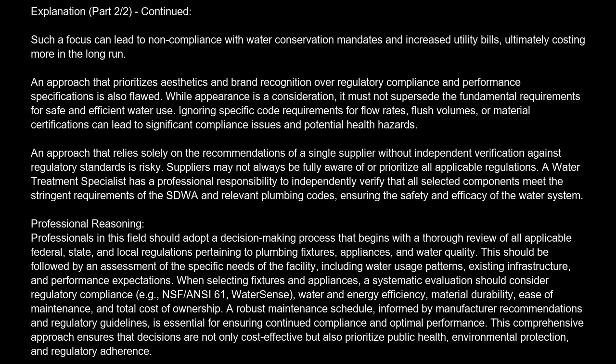Professional reasoning. Professionals in this field should adopt a decision-making process that begins with a thorough review of all applicable federal, state, and local regulations pertaining to plumbing fixtures, appliances, and water quality. This should be followed by an assessment of the specific needs of the facility, including water usage patterns, existing infrastructure, and performance expectations. When selecting fixtures and appliances, a systematic evaluation should consider regulatory compliance, e.g., NSF/ANSI 61, WaterSense, water and energy efficiency, material durability, ease of maintenance, and total cost of ownership.